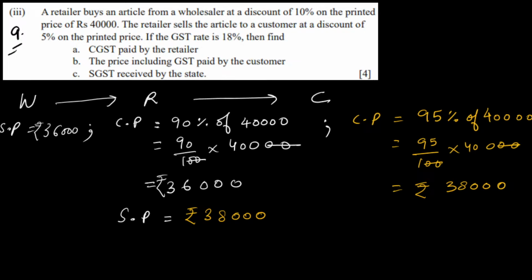Now let's see what we have to find. The rate of GST is given to us as 18%. We have to find the CGST paid by the retailer. CGST only we have to find. So what can we do? How to find it? The retailer is the middle person.